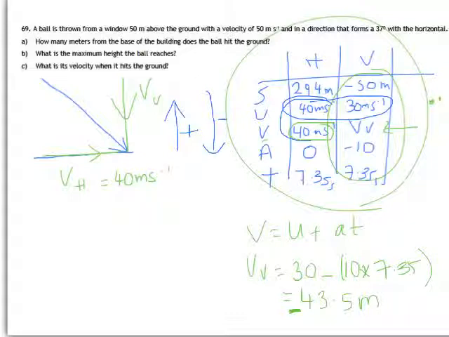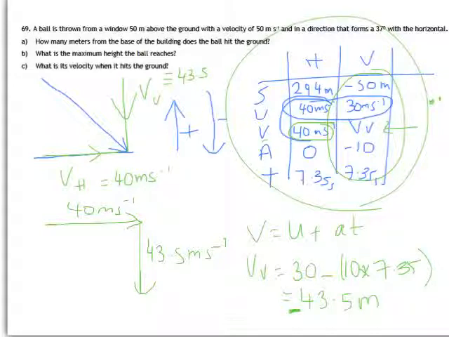So now we have both our horizontal and our vertical components. We now need to find the resultant velocity. If we consider this as we would a triangle, of magnitude 40 this way, and magnitude 43.5 this way, then the resultant can be found using Pythagoras. And you should get a final answer of 59 meters per second.